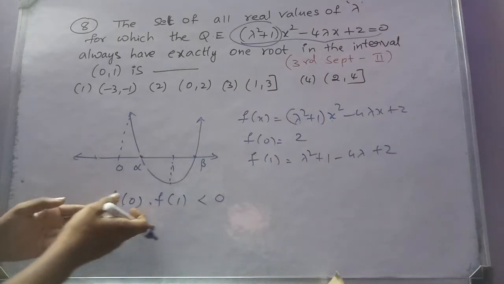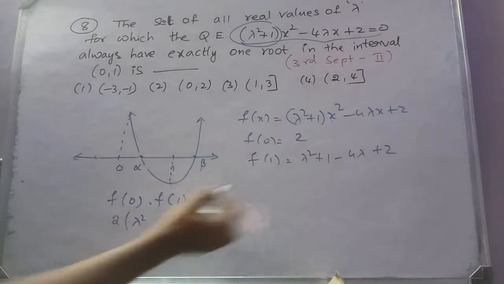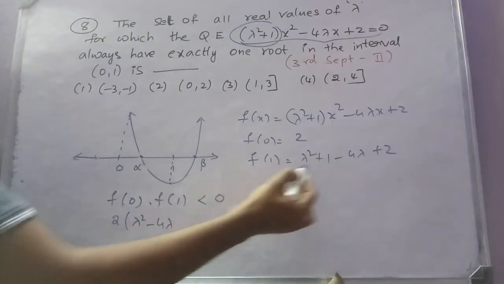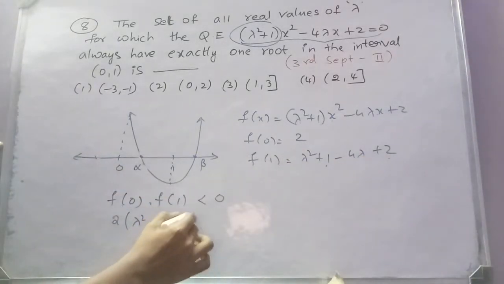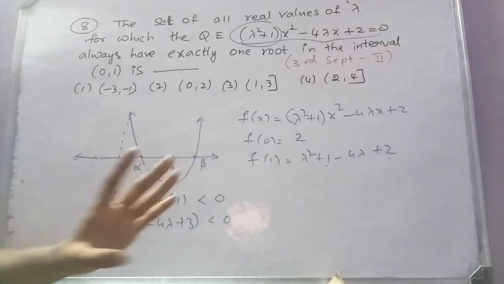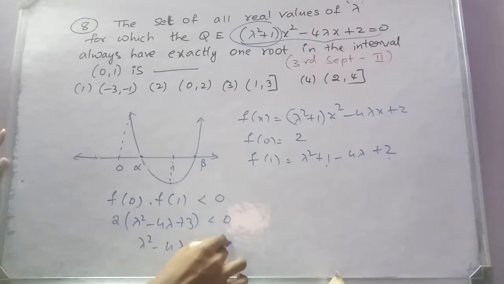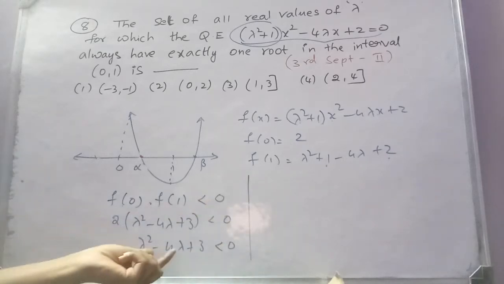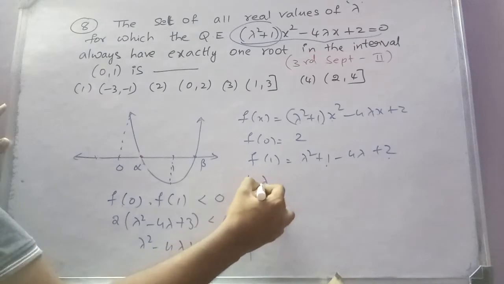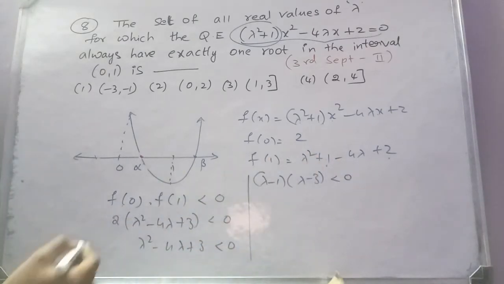So let us substitute the same thing here. F of 0 is 2 times, this is lambda square minus 4 lambda plus 3, less than 0. And there is no need of this 2. We can transpose it to the right side. So we are left with lambda square minus 4 lambda plus 3 less than 0. So you can factorize this quadratic polynomial. You'll get lambda minus 1 into lambda minus 3 less than 0. So now go to the number line.